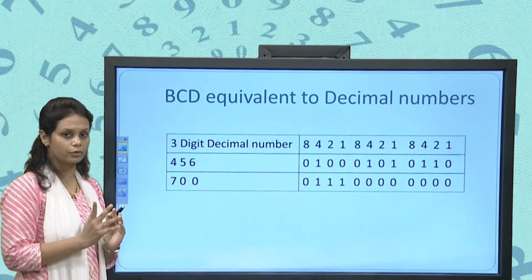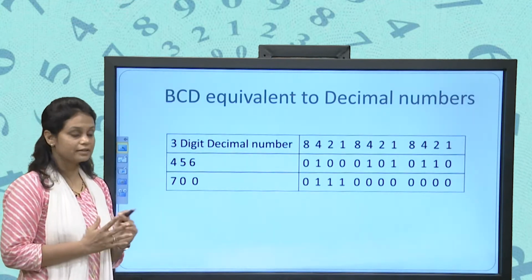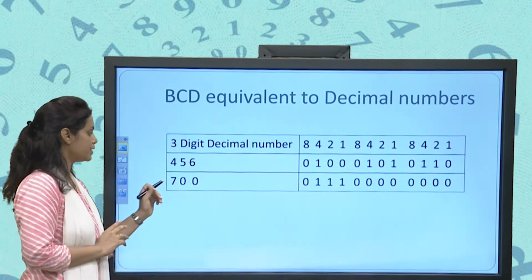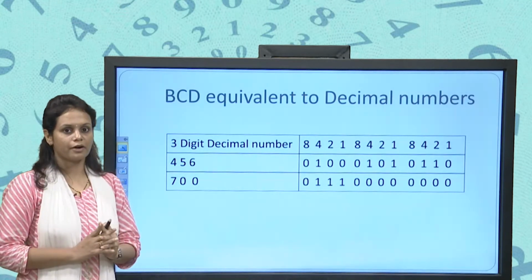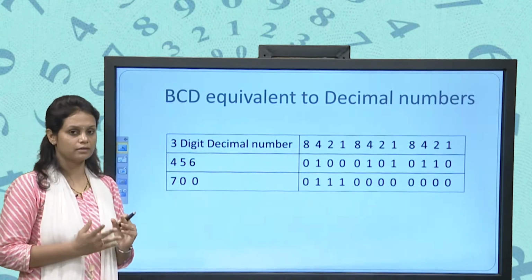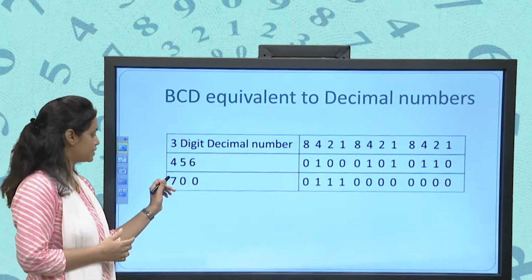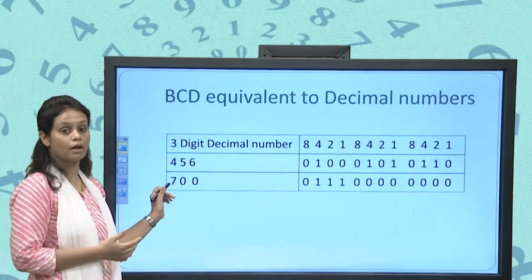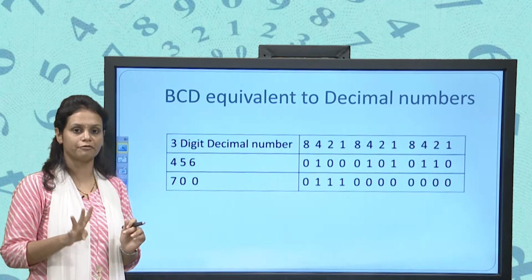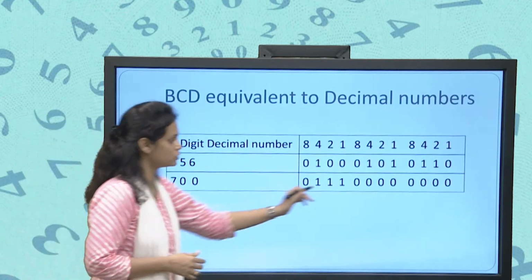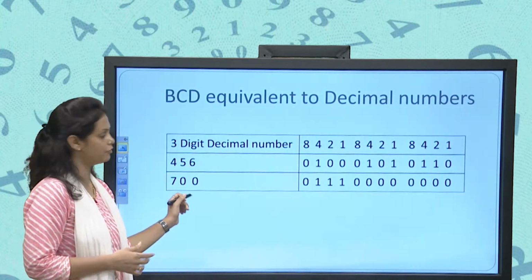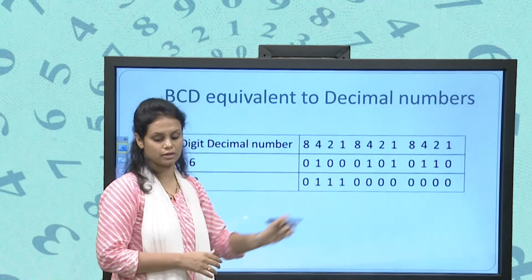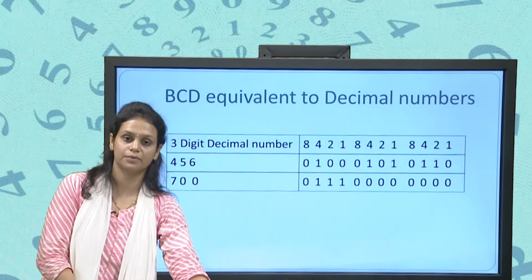We will see one more example. We are using a 3-digit decimal number. Our decimal number is 700 in the next example. Again what we are doing, we will represent 0, we will represent 0 and we will represent 7, but each digit occupies 4 bits. So it is 0 0 0 0, 0 0 0 0, and for the 7 we will use 0 1 1 1. I think now your concept is clear.